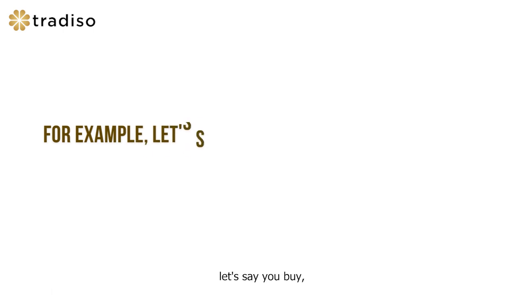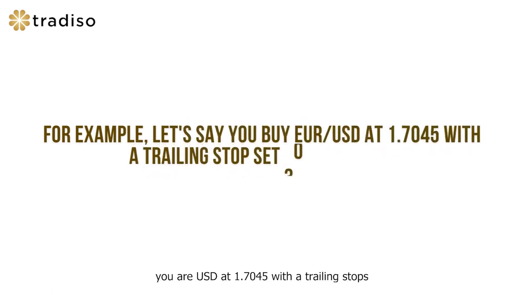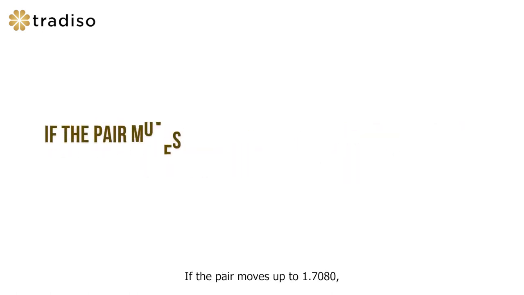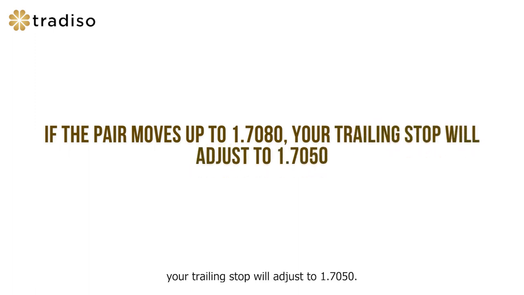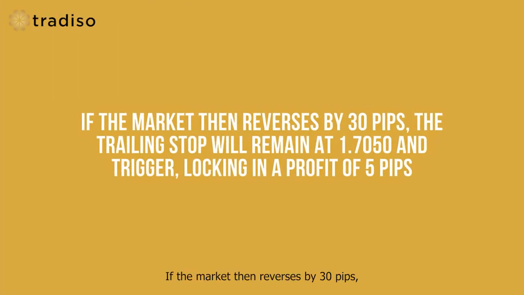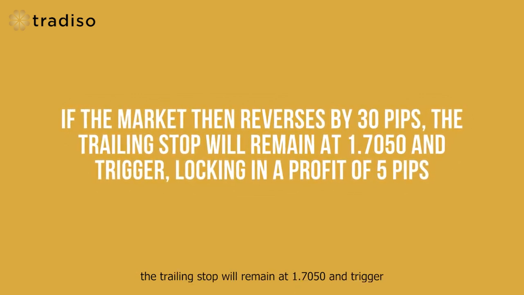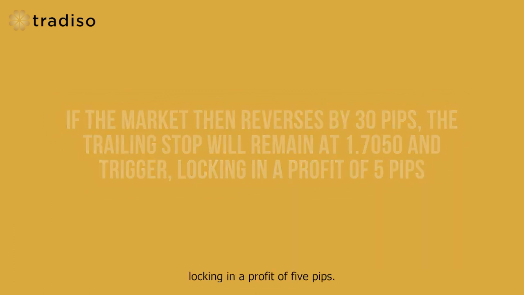For example, let's say you buy EUR/USD at 1.7045 with a trailing stop set 30 pips away. If the pair moves up to 1.7080, your trailing stop will adjust to 1.7050. If the market then reverses by 30 pips, the trailing stop will remain at 1.7050 and trigger, locking in a profit of 5 pips.